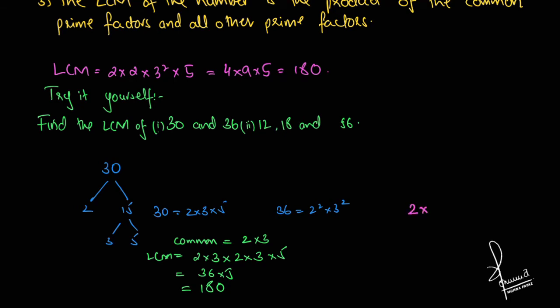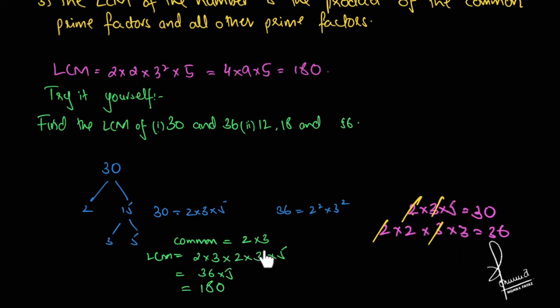30 is 2 into 3 into 5. 36 is 2 into 2 into 3 into 3, right? So common क्या है? एक 2 दोनों में common है, एक 3 दोनों में common है. So 2 into 3 is common, which I have written once. पीछे क्या रह जाएगा? So let me cancel out the common ones. So this 2 over here and this 3 over here is common. What is left? You have 1 5 left, 1 3 left, 1 2 left.